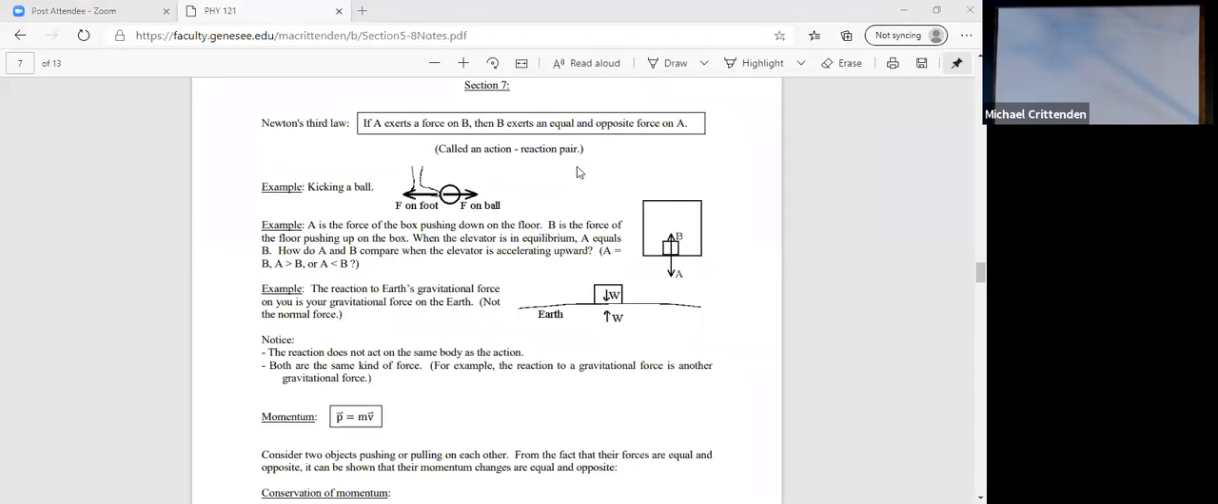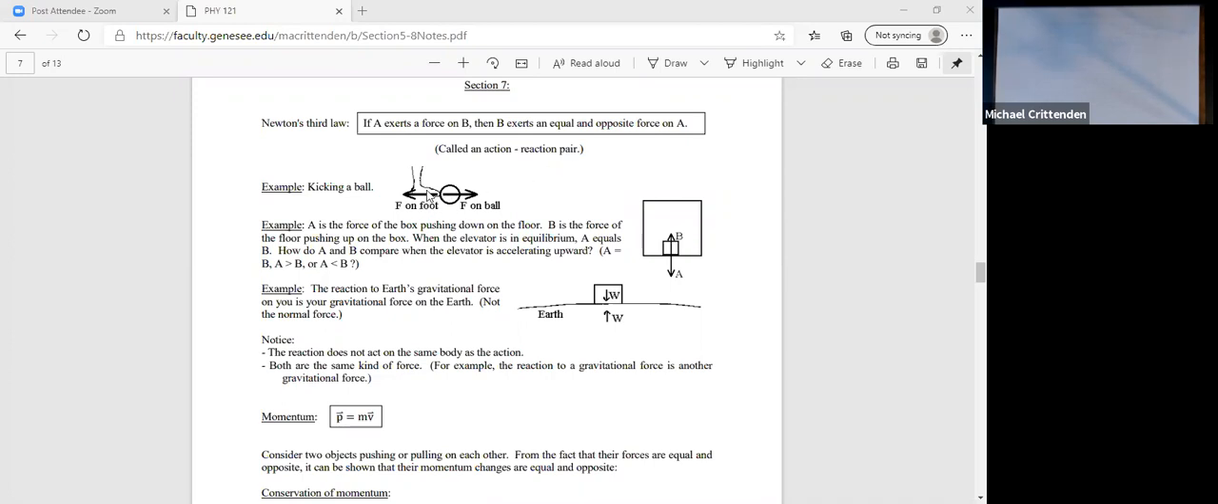Once in a while, somebody asks me, how do you know which one is the action and which one is the reaction? Well, the action is just whichever one you happen to look at first, and the reaction is the other one. It's not like one occurs before the other or anything. They're simultaneous.